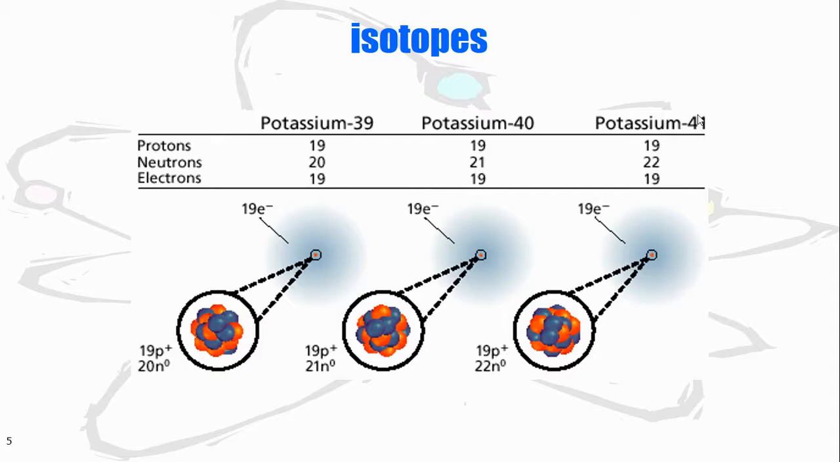So we talked about hydrogen having three isotopes. We talked about potassium having 3 isotopes. Not everything has 3 isotopes. There are some that have 2 isotopes, some that have 5, some that have 4, and some that have none. So it just depends on the situation, and I would have to tell you those.